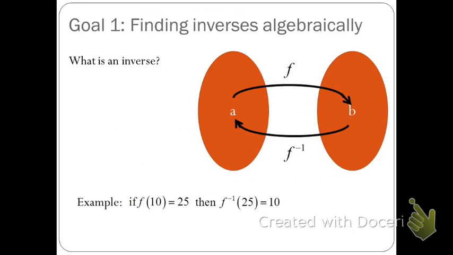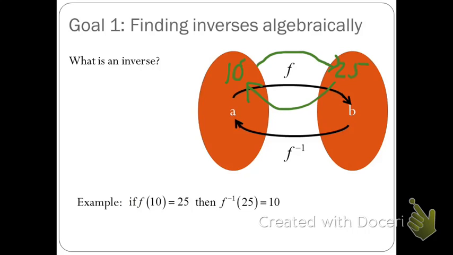For example then, if function f took the number 10 and mapped it to 25, then the inverse of the function will take 25 and map it back to 10. Alright, if f of 10 equals 25, then f inverse of 25 is equal to 10.